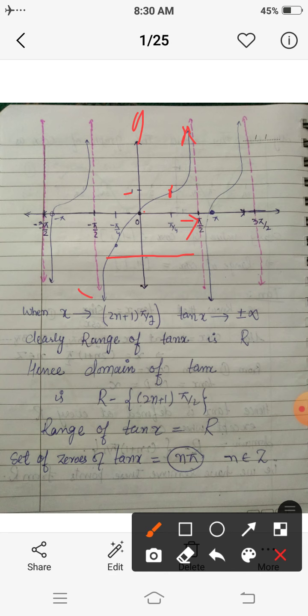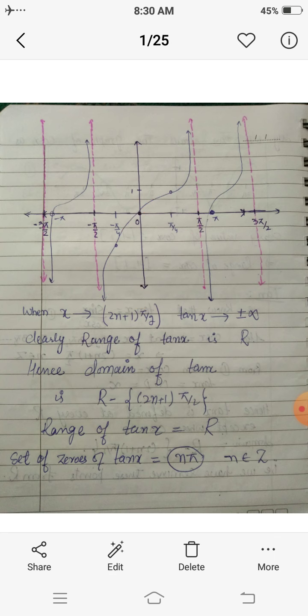Similarly from the negative side, tan of minus theta is minus tan theta. At pi by 2 the value is infinity, so at minus pi by 2 the value is minus infinity, and minus infinity is from this side. So when we join these points, the graph is of this form. Similarly in this portion, between minus 3 pi by 2 and minus pi by 2, the graph is like this.